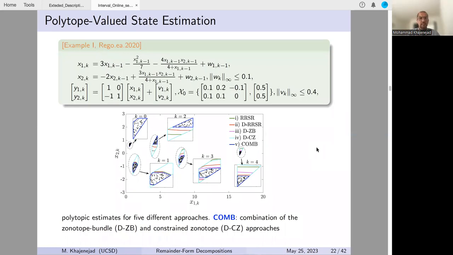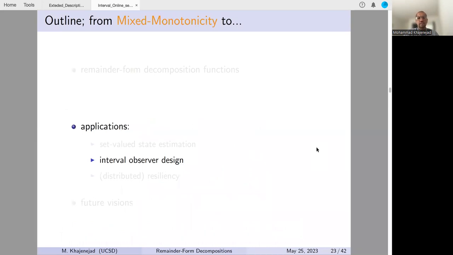Okay, this was more or less what I wanted to talk about regarding the applications of mixed monotonicity in state estimation. However, now you might ask this important question: after computing this reachable set or set-valued state estimates, is there any guarantee that they remain bounded or stable through time? And this brings the notion of set-valued observers, and in particular, interval observers. And now we want to see if we can apply some ideas from this mixed monotonicity to design interval observers.